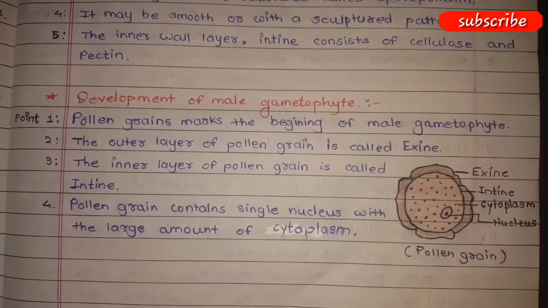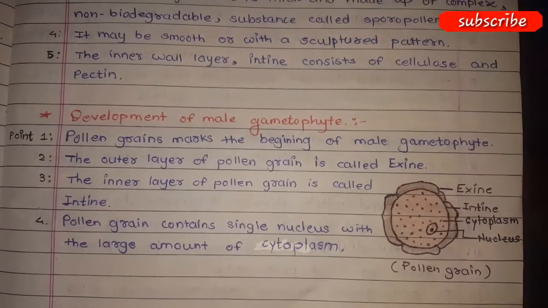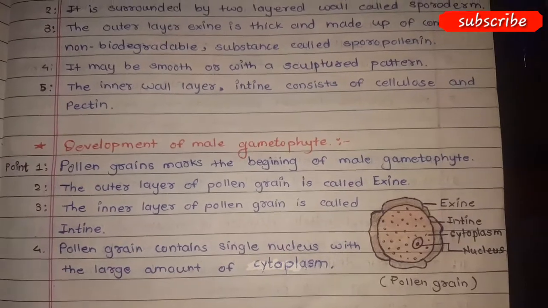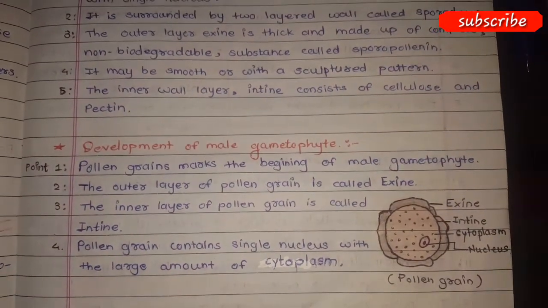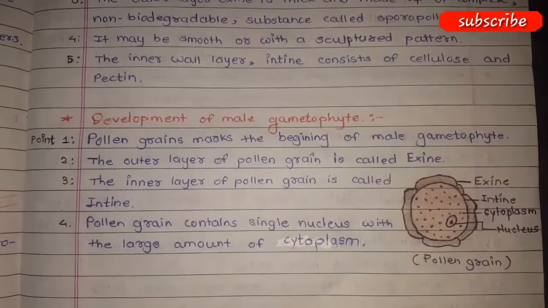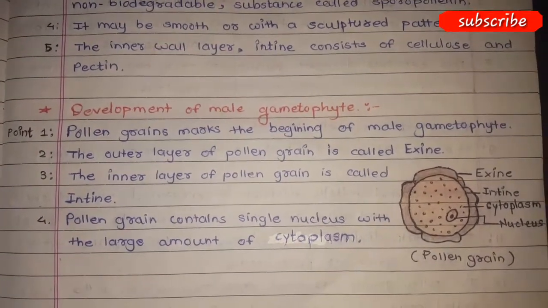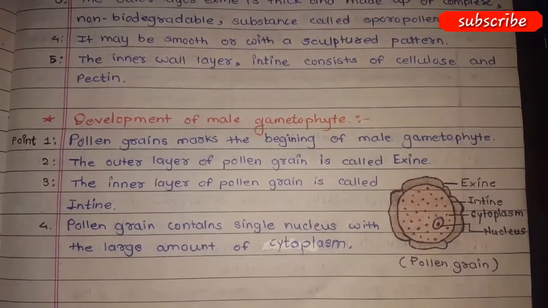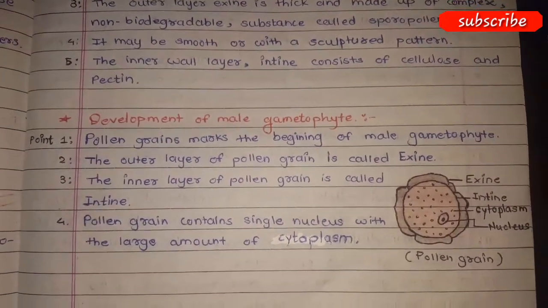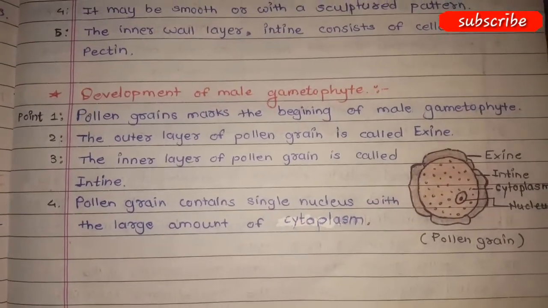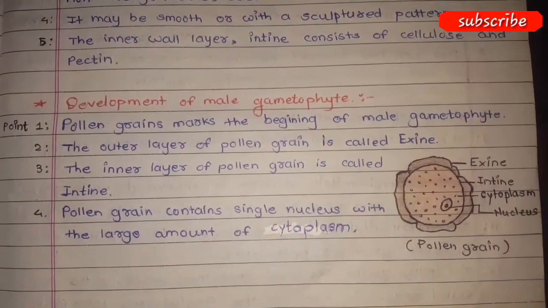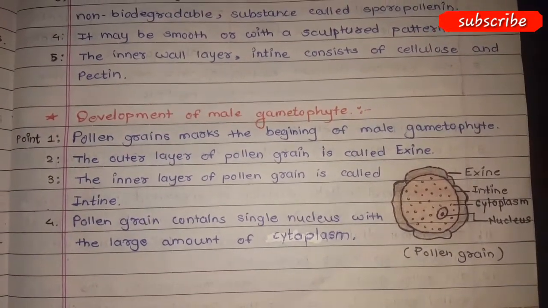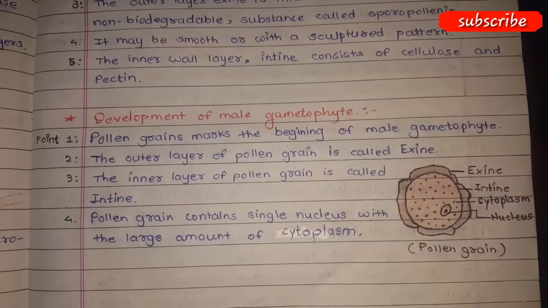Today we are going to see part 3 of biology chapter 1, reproduction in lower and higher plants. So let's start the first chapter of biology, reproduction in lower and higher plants. In the previous part we have seen till microsporogenesis, and today we are going to see the further part of this chapter. The next point in this chapter is development of male gametophyte. So let's start and know what is the process of development of male gametophyte.